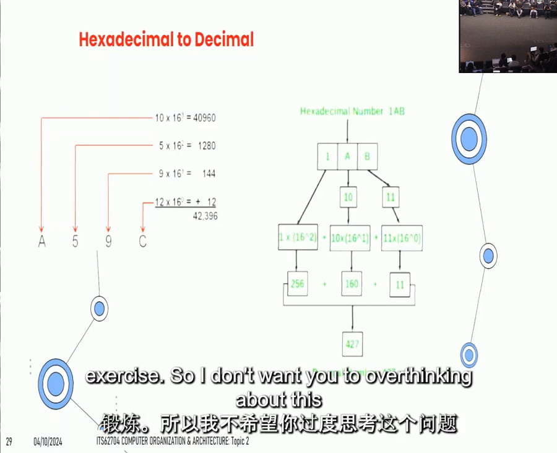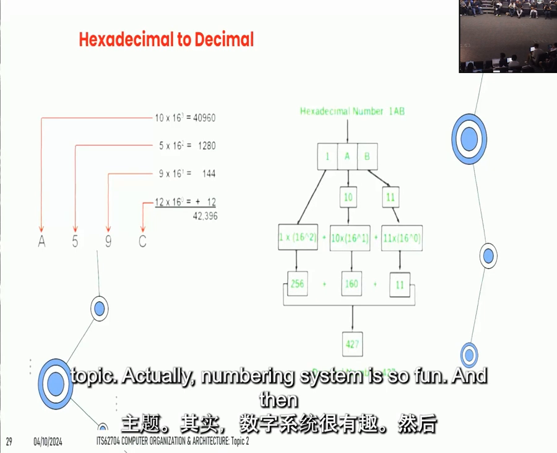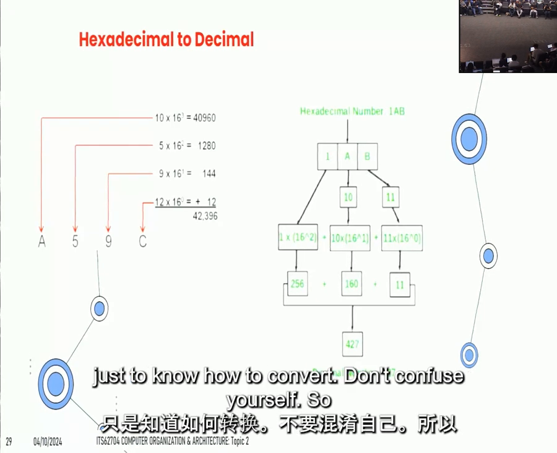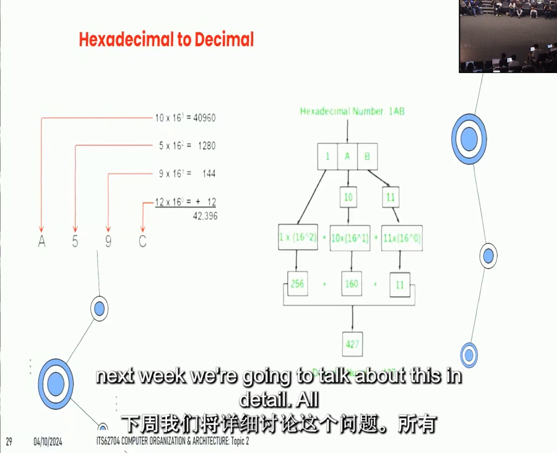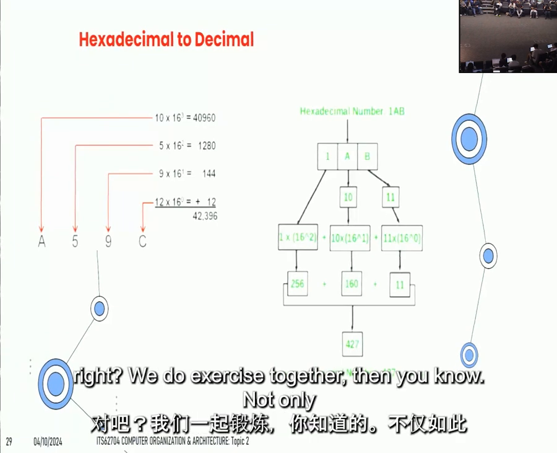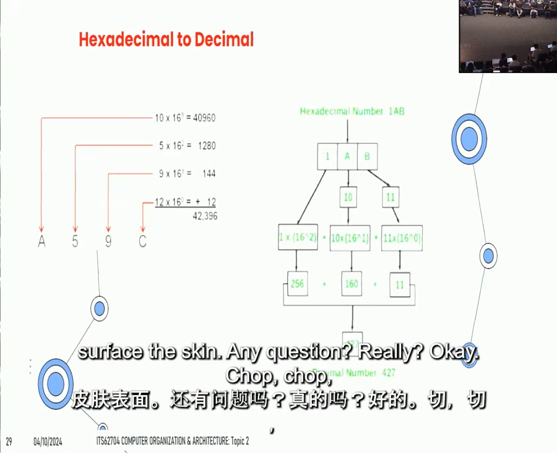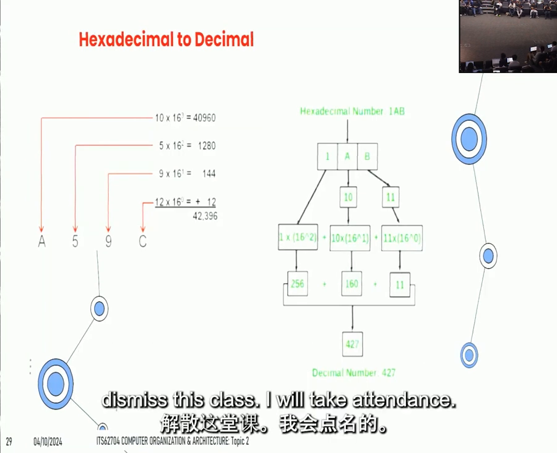Remember, we do exercise. So I don't want you to overthink about this topic. Actually, numbering system is so fun, and you just need to know how to convert. Don't confuse yourself. So next week, we're going to talk about this in detail. All right? We do exercise together, then you know. Not only the surface of the skin. Any question? Really? Okay. Chop, chop. Dismiss this class.